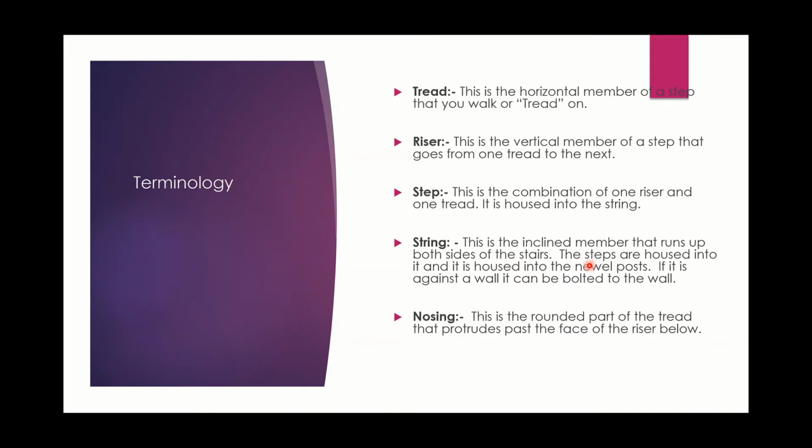The steps are housed into it, and it is housed into the newel posts. If it is against a wall, it can be bolted to the wall. This will become more clear when we look at a diagram, but essentially the string is the wooden member that goes from the bottom of the stairs up to the top along the side that all the steps are housed into. The nosing, this is the rounded part of the tread that protrudes past the face of the riser below. These will become more clear again, as I said, once we show a diagram.